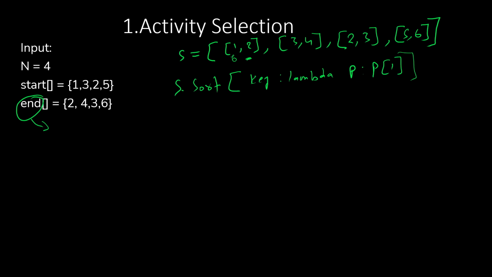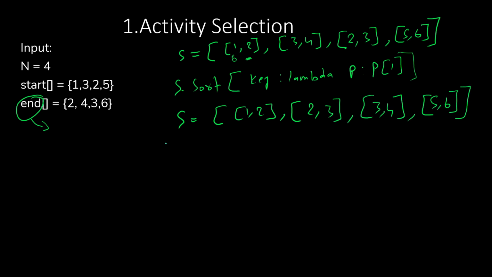Okay, after sorting we will be getting elements such as 1 2, 2 3, 3 4 and 5 6. Now we have sorted successfully. Now we have to compare the end of the day with the next starting of the day. If the end of the day is smaller than the next pair's starting day, then only it will be a valid activity. We will be counting how many activities a single person can work.